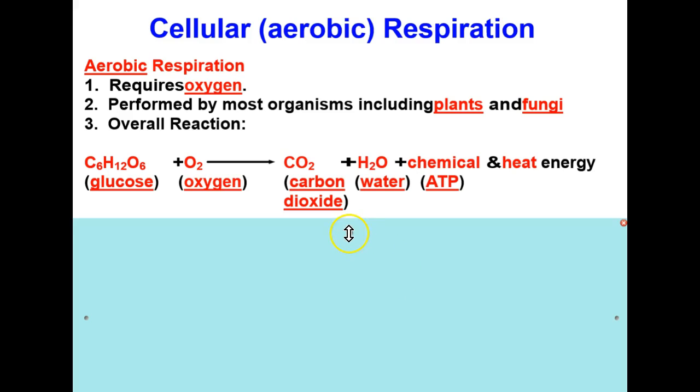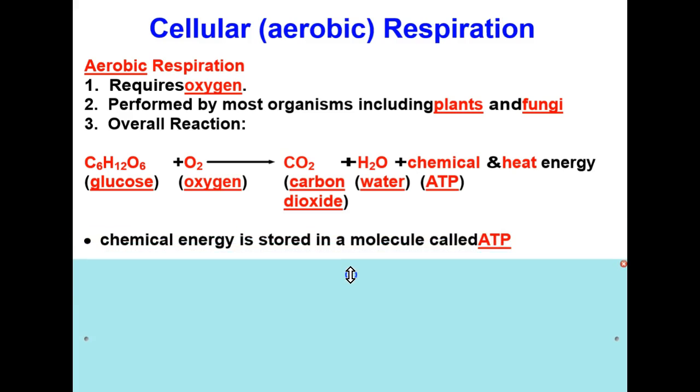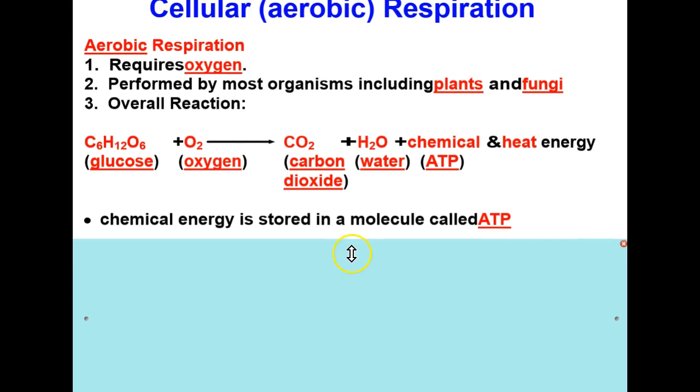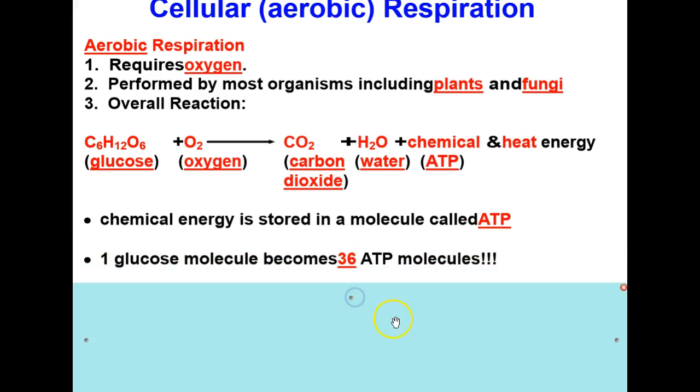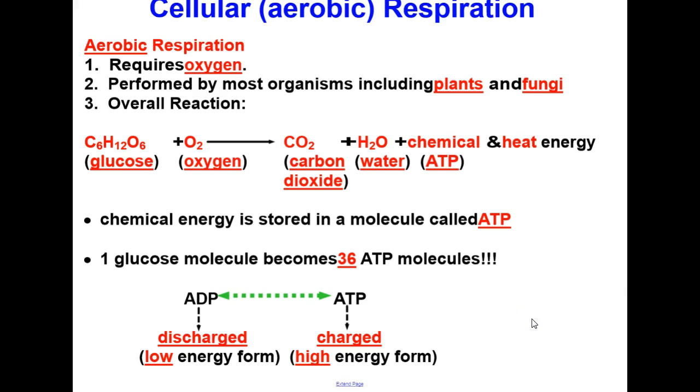The chemical energy is stored in a molecule called ATP, and that's an abbreviation. One glucose molecule ends up becoming 36 ATP molecules in the process of aerobic respiration. ADP is a molecule which is discharged and it is a low energy form. ATP is a molecule that is charged and is a high energy form.